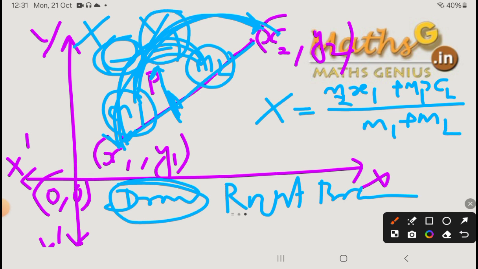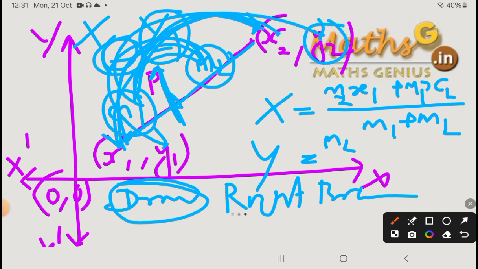Similarly, the y coordinate of the point P will be m2 y1 and m1 y2 sum, m2 y1 plus m1 y2. I made a mistake over here.